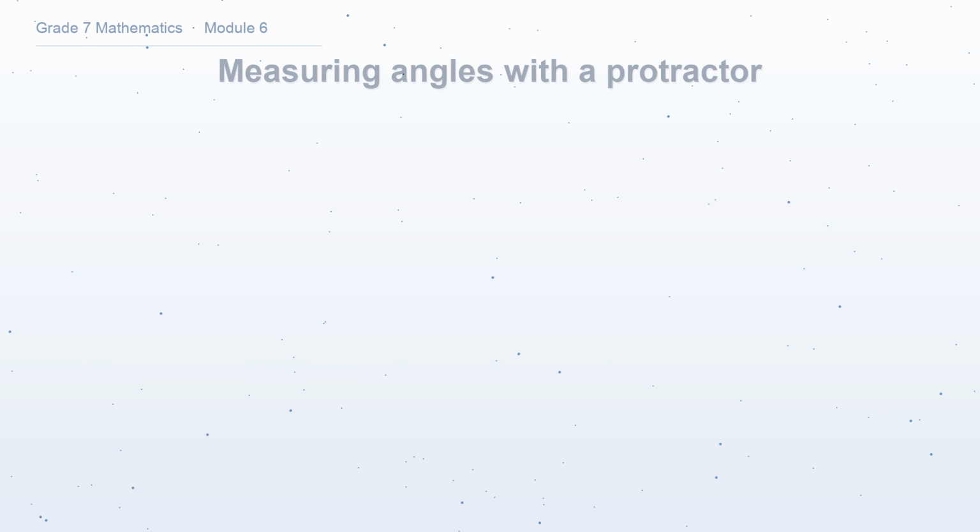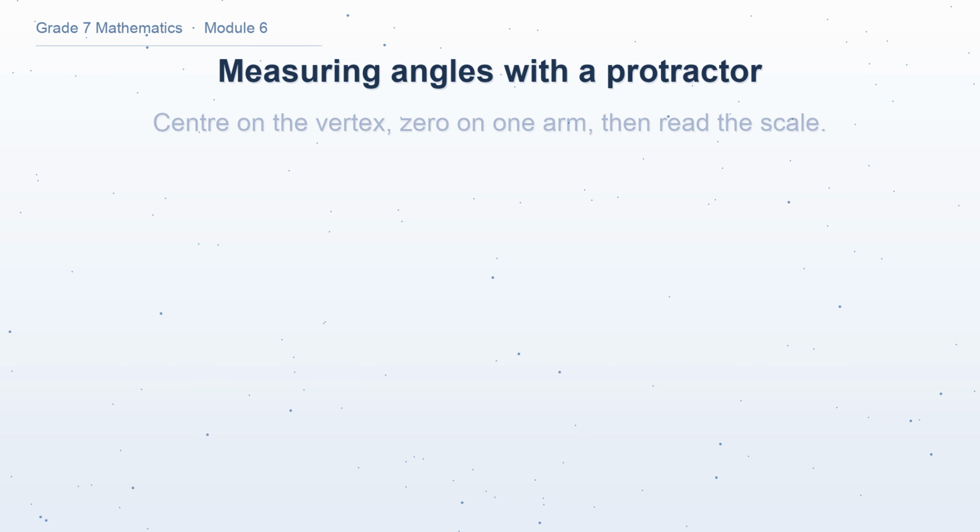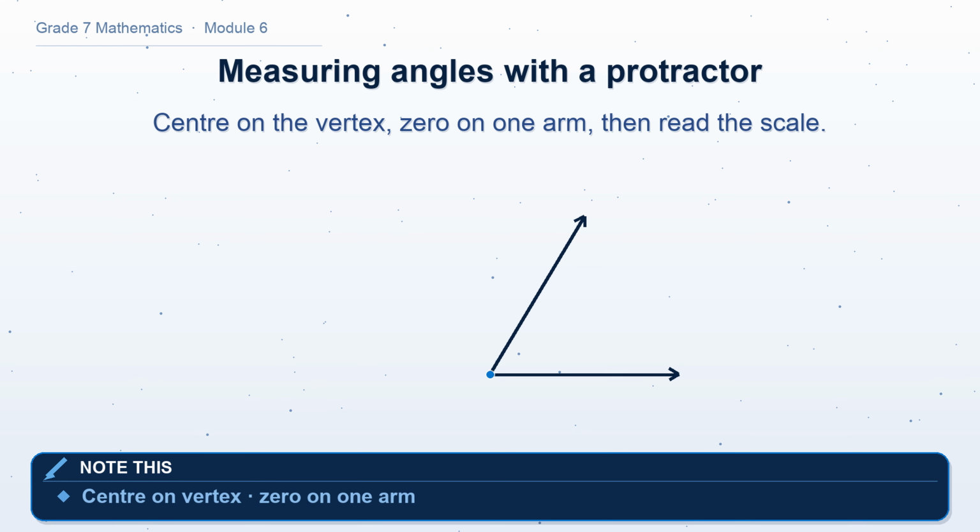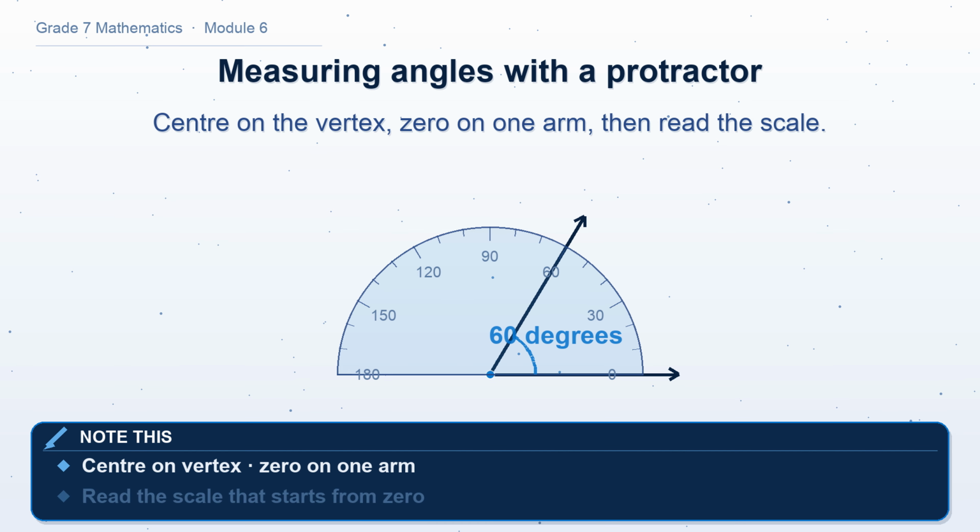To measure an angle exactly, we use a protractor. First, place the center of the protractor right on the vertex. Then line up the zero line with one arm of the angle. Now read the scale where the second arm crosses it. Here the second arm crosses at 60, so the angle is 60 degrees. Always check that you start from 0, not from the wrong scale, because a protractor shows numbers running both ways. If the angle looks acute, your reading should be below 90, and that quick check catches most mistakes.